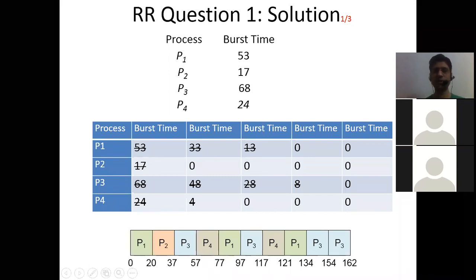Is everyone very clear about how to draw this Gantt chart of round robin? Please write in the chat box yes or no so that I can understand whether we are on the same page or not. Please write in the chat box, do you understand the process how to draw the Gantt chart of this round robin? Firoz is saying no, sir. Anyone else? Ananya is saying yes. No, no. No is very high.